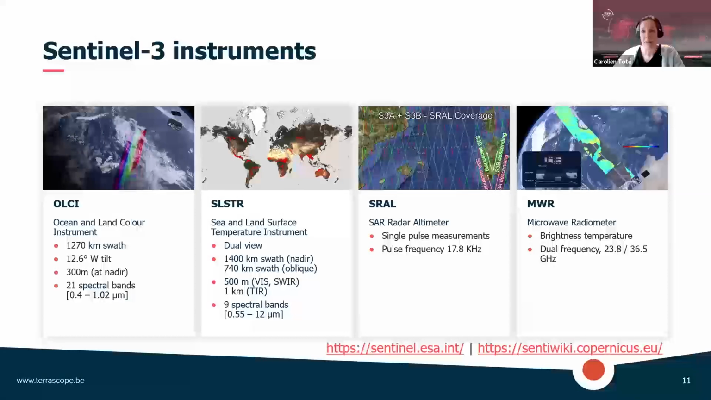Then there is the SLSTR. It's a sea and land surface temperature instrument. It's a conical scanning imager with a dual view technique. So one instrument has a nadir view, the other one looks oblique backwards. And the SLSTR measures the temperature of the Earth's surface at a spatial resolution of 500 meters for the visible, near infrared and shortwave infrared channels, and at 1 kilometer for the thermal infrared channels. It includes also 2 channels for monitoring wildfires specifically.